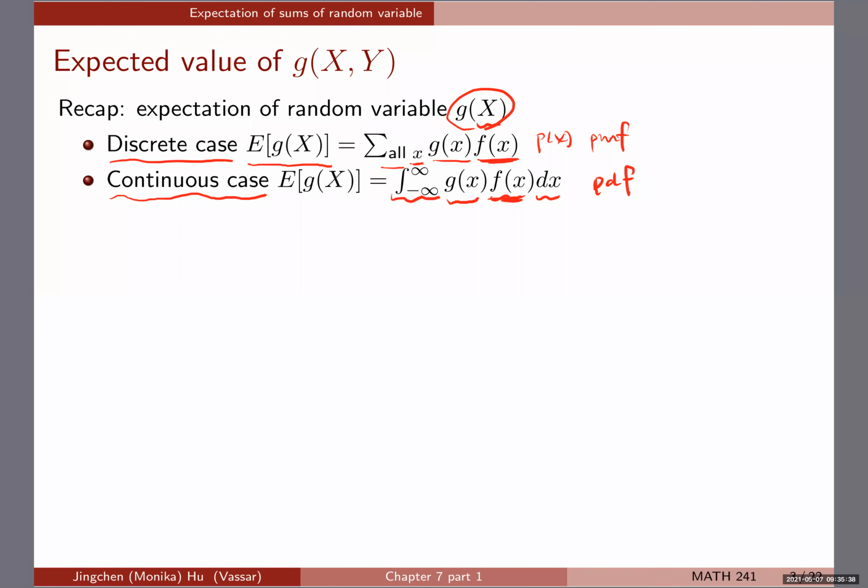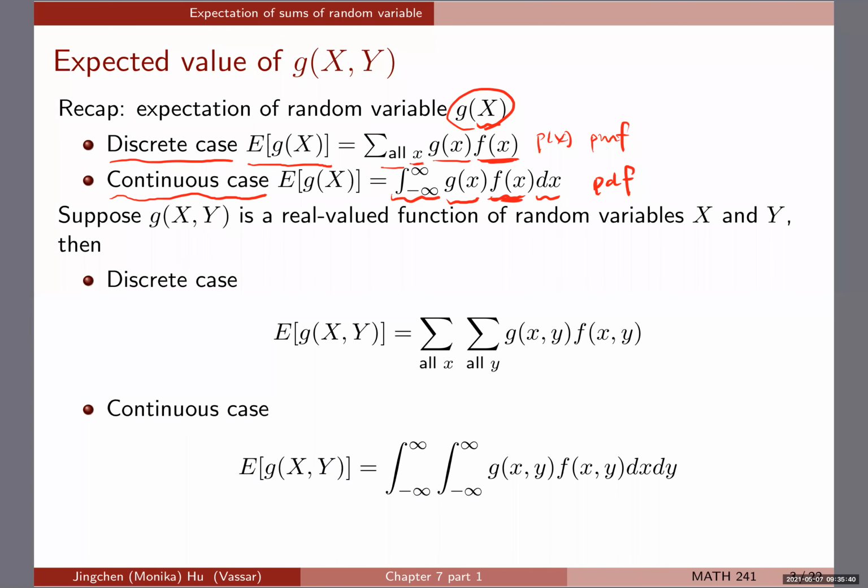Now suppose you have a function g(X,Y). It is a real-valued function of random variables X and Y at the same time. For example, something like X plus Y, X minus Y, X times Y, or X squared plus Y. Any kind of function you can think of about X and Y at the same time could be a g(X,Y) function.